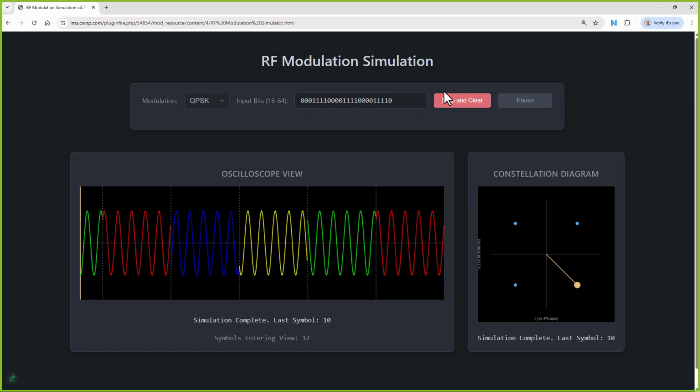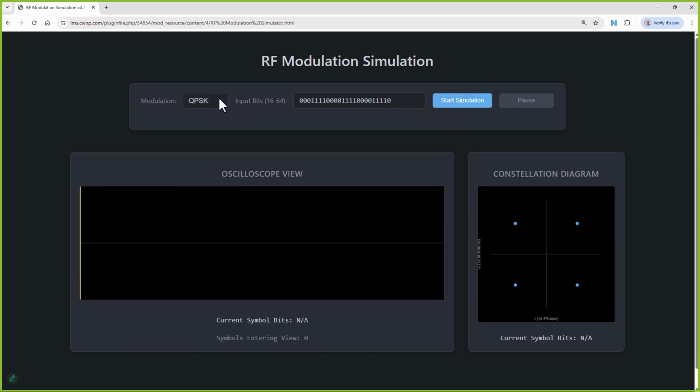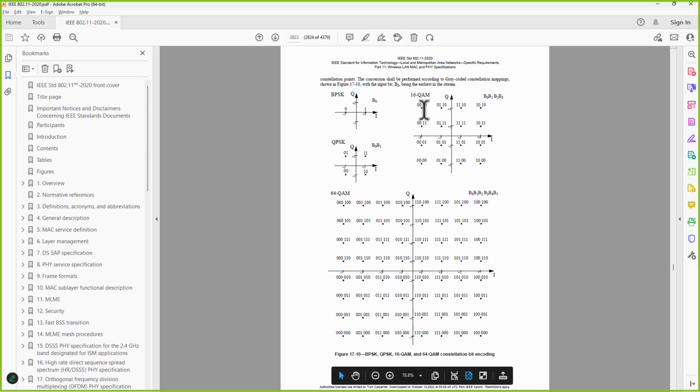Now, the next level that we can go to in this simulator, and we only go up to 64 QAM because, let's just be honest, it serves its purpose at that point, and going up to 256 or 1024 or whatever would kind of be overkill for the purpose. So for 16 quadrature amplitude modulation, now what we're looking at is this constellation diagram right here.